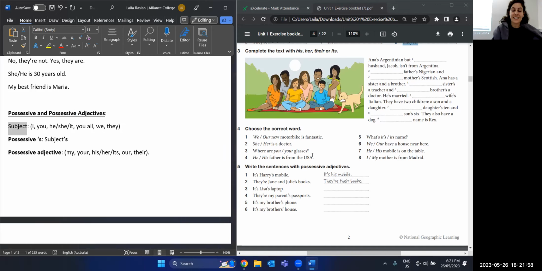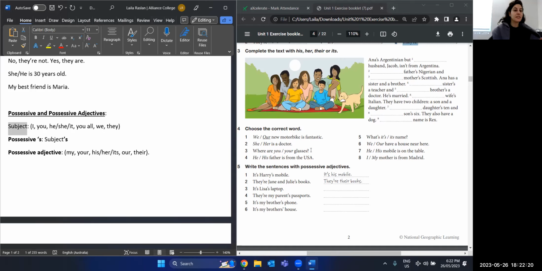Glasses. Where are your glasses? Yeah. So it's not you, because I'm not making a sentence about you, you are so good, you are so nice. It's not about you. It's about your glasses. So I'm not talking about you. I'm talking about your glasses. So where are your glasses?